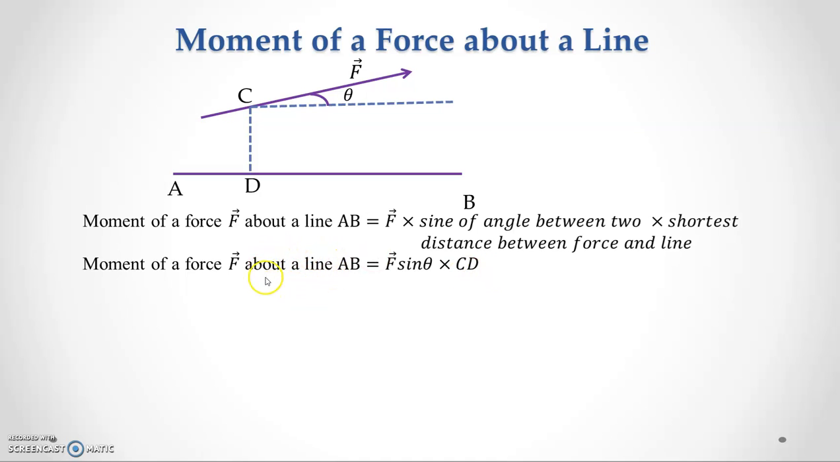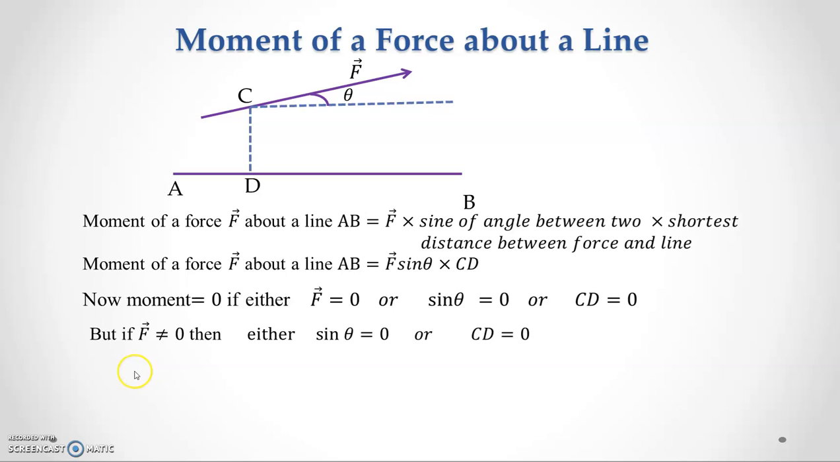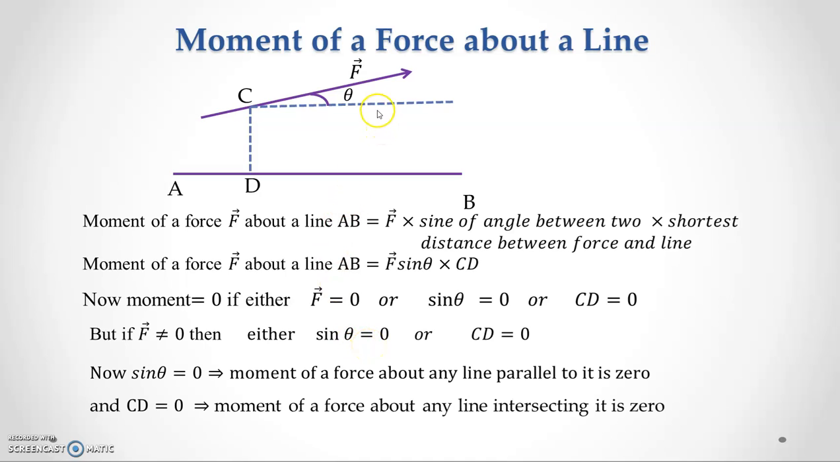Now here again, if moment is 0, it means either force is 0, sine theta is 0, or shortest distance is 0. But if there is some force, meaning F is non-zero, then either sine theta is 0 or CD is 0. Now sine theta 0 means theta is equal to 0 degrees. We can say F is parallel to the given line. So moment of a force about any line parallel to it is 0. This result is from sine theta equal to 0.